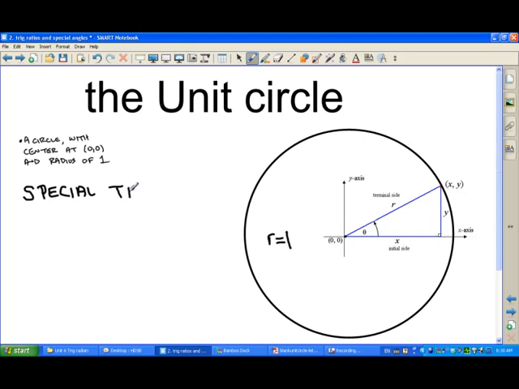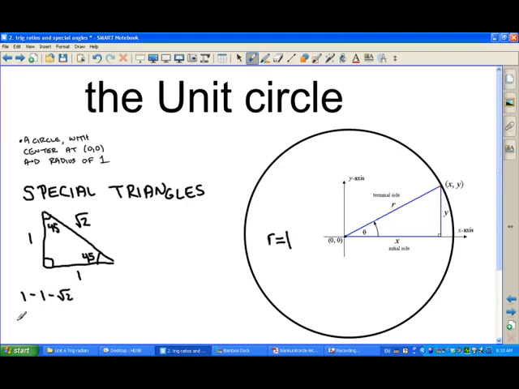We also need to remember our special triangles from grade 11, and there were two that you learned. One of the special triangles was a triangle that had two 45-degree angles, and it had side lengths in the ratio 1, 1, and root 2. So that's the 1, 1, root 2, or the 45, 45, 90 triangle.